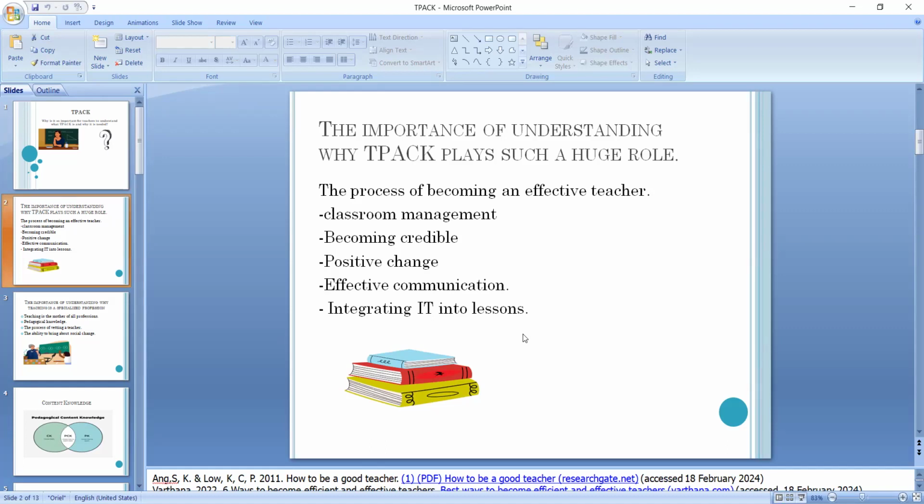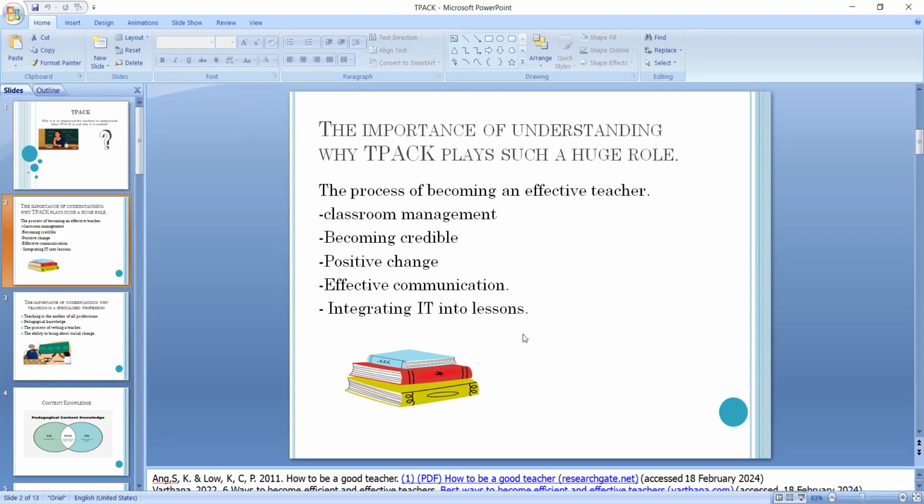What TPACK aims to do is expand on some of the following areas, but they are not limited to them. It is classroom management, becoming credible, fostering positive change, and allowing more effective communication in the classroom. And probably the most important would be integrating IT, or information technology, into the lessons.